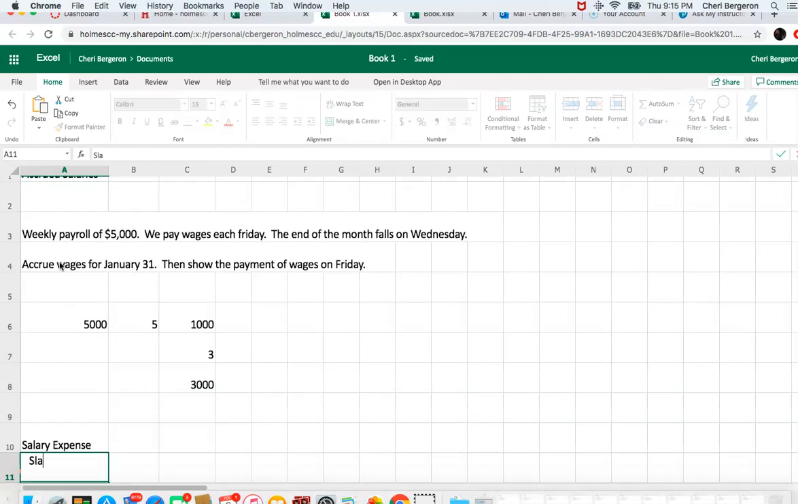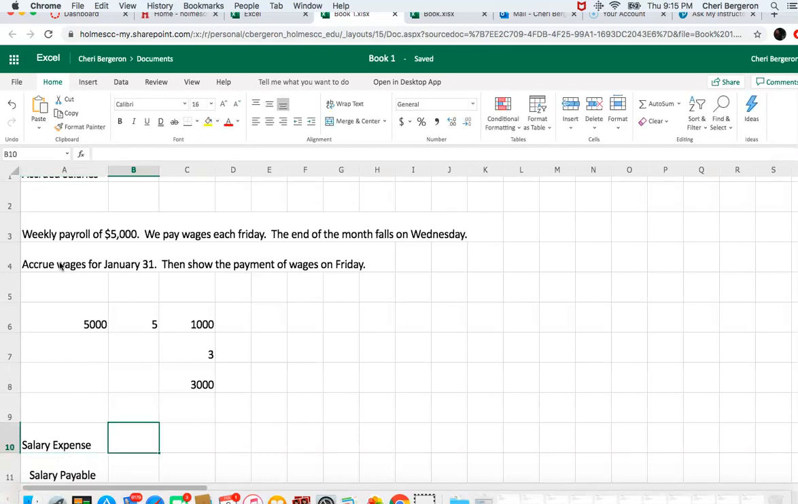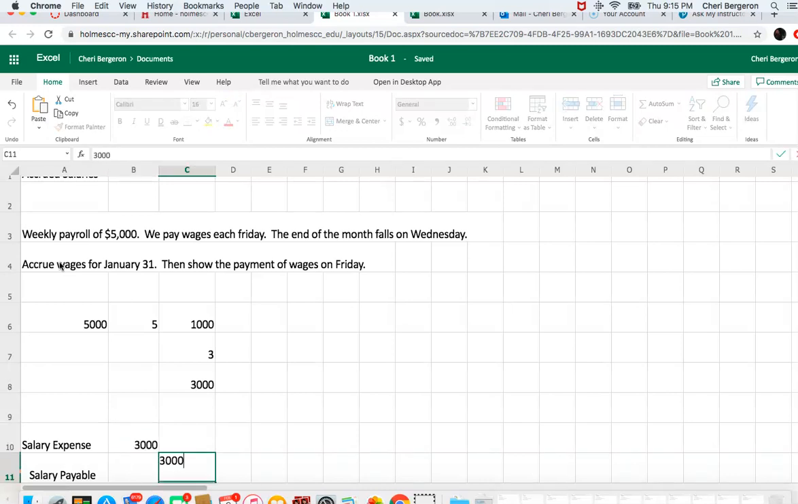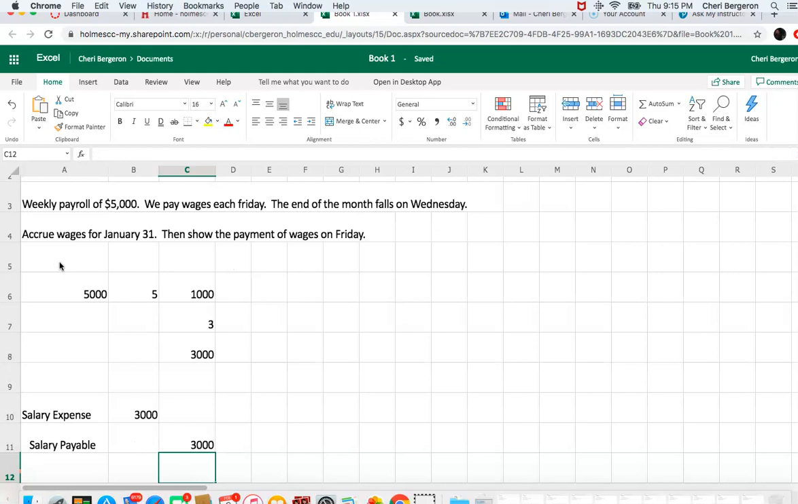What that does is say, hey, as of Wednesday, my employees have worked and so I owe them. And so this way, it'll show up on January's financial statements, because if I didn't make that, then it would not be on January's financial statements. So then when Friday rolls around, I need to actually pay my employees.